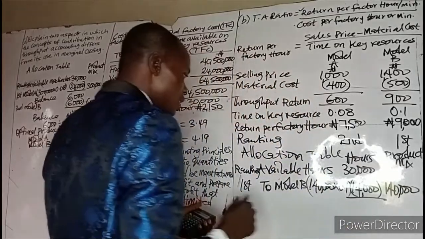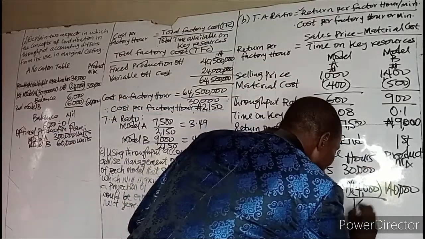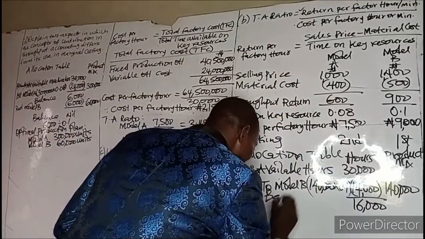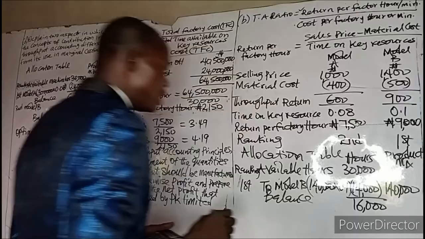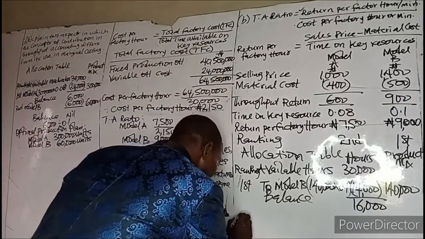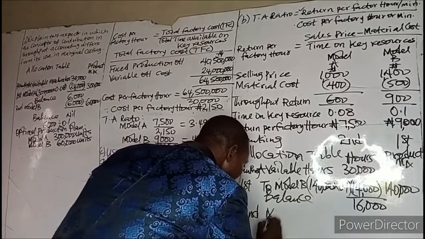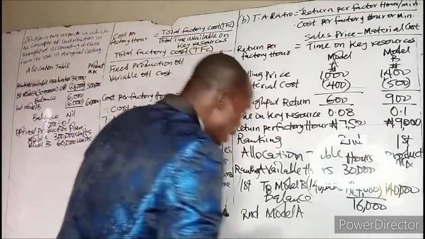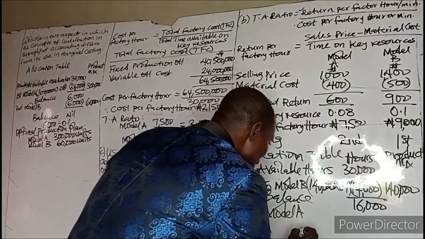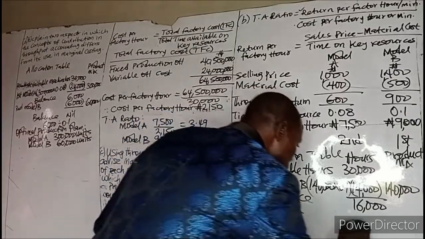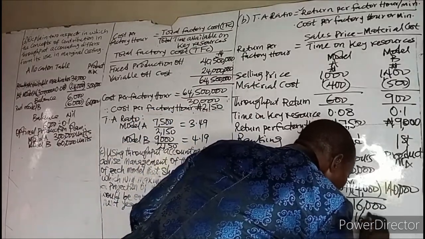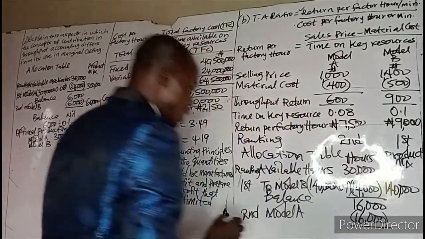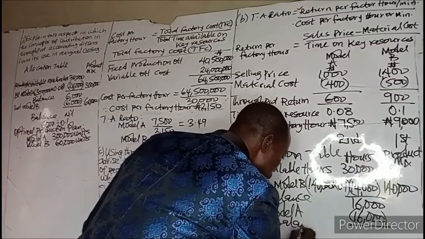So now, if you remove 14,000 from 30,000, you'll be left with 16,000 machine hours. That is the balance left after you have allocated to model B. This balance now will be allocated to model A. Model A, the demand is 300,000, but you are only left with 16,000 machine hours, which will be allocated to model A. Balance will now be nil.